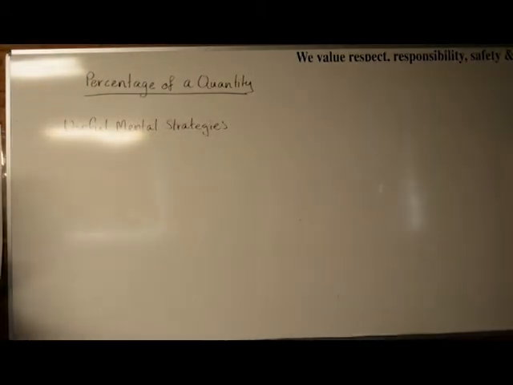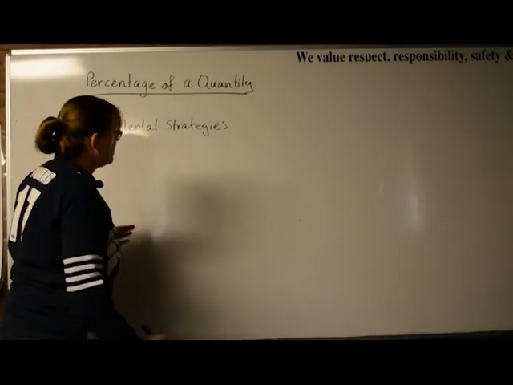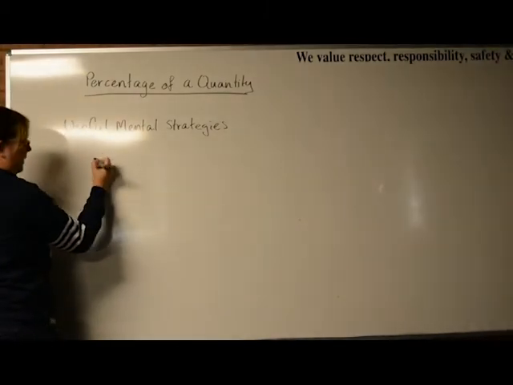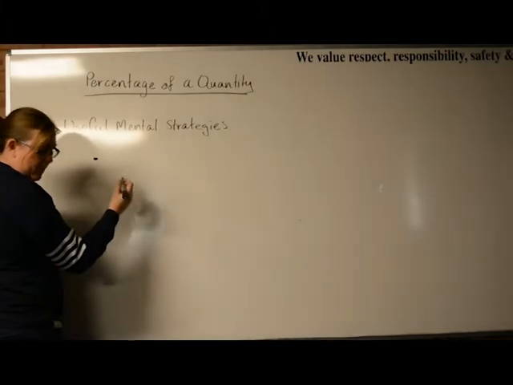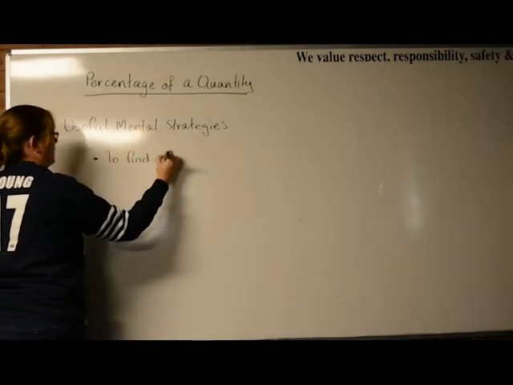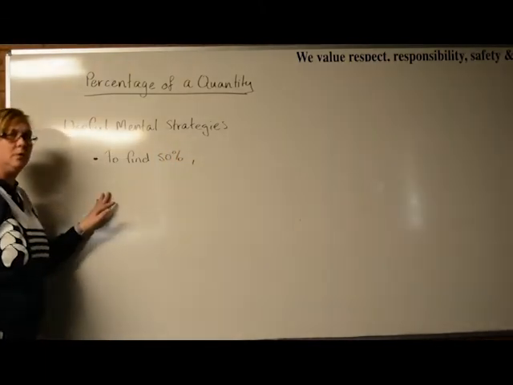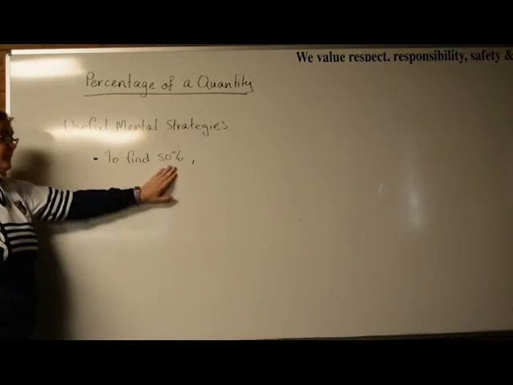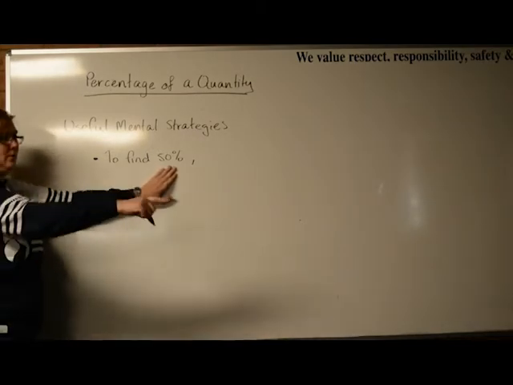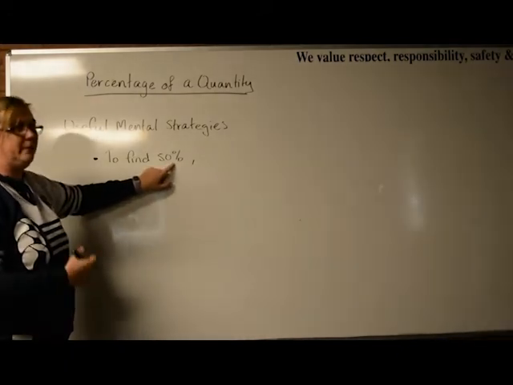So in the notes that you've already written down, it was suggested to use some written strategies. Here are some useful written strategies. We've got 4 of them. To find 50%, what do you think you might do? Remembering that 50% is a half of 100. Half of 100 is 50. So find 50% of anything.